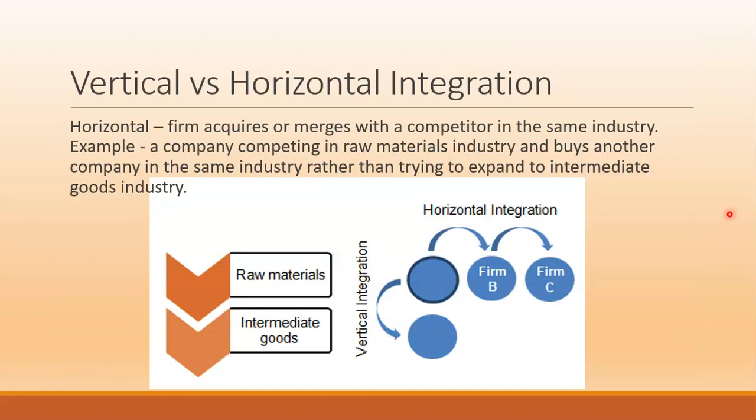We also have a concept called horizontal integration. Horizontal integration is when a firm acquires or merges with a competitor in the same industry. So, for example, a company competing in the raw materials industry buys another company in the same industry rather than trying to expand to the intermediate goods industry, because if they expanded into the actual goods, then that would be vertical integration. But when they buy another firm that does the same exact thing that they do, then it is horizontal integration.